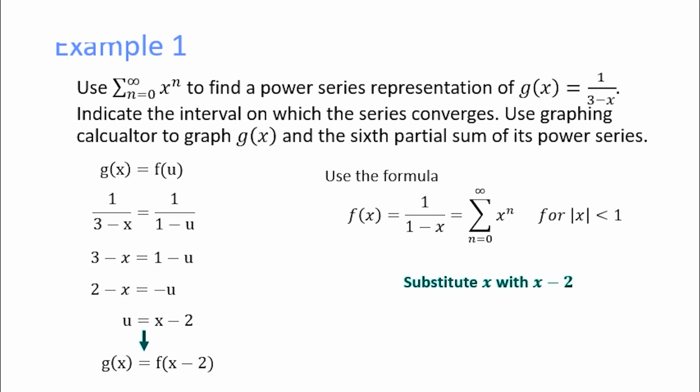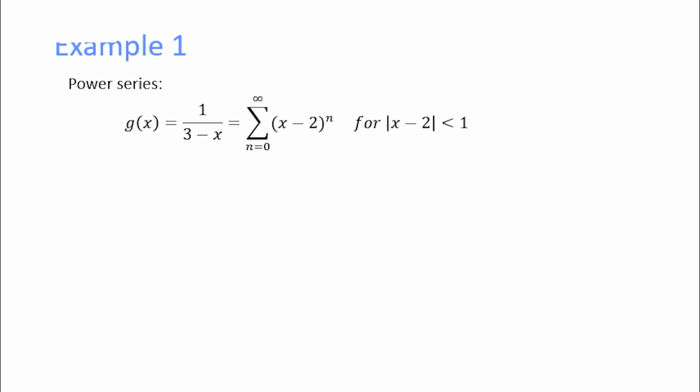So therefore, on the next slide I will summarize. Here, instead of x, I will use x minus 2, and also here, instead of x, I will use x minus 2. This means that the power series for the 1 over 3 minus x function is the infinite sum of x minus 2 to the power of n, and the interval is the absolute value of x minus 2 smaller than 1.